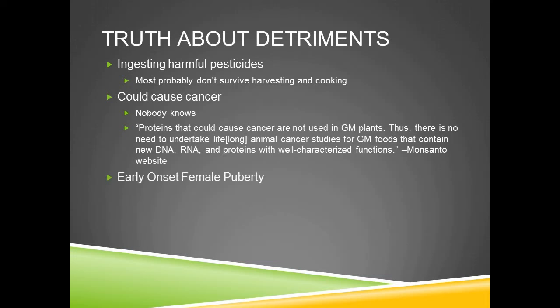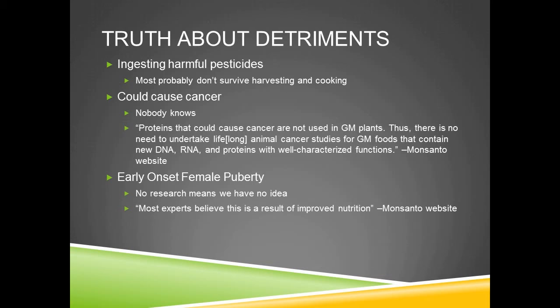Another claim of opponents to GM food is that they cause precocious or early onset female puberty. As with cancer and pretty much anything else, there hasn't been any research into this. However, as with cancer, Monsanto's claims are highly suspicious. Although Monsanto passes blame to improved nutrition, the University of Michigan website on precocious puberty or early onset puberty lists many possible causes, but improved nutrition is not one of them. The Mayo Clinic document on precocious puberty doesn't mention nutrition either. One has to wonder where Monsanto is getting its information from.